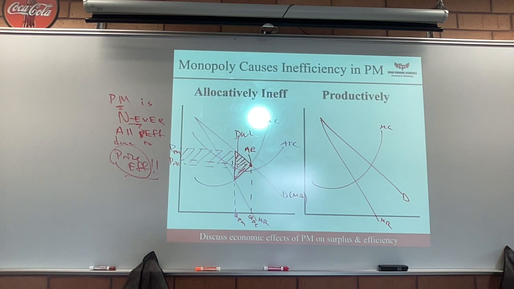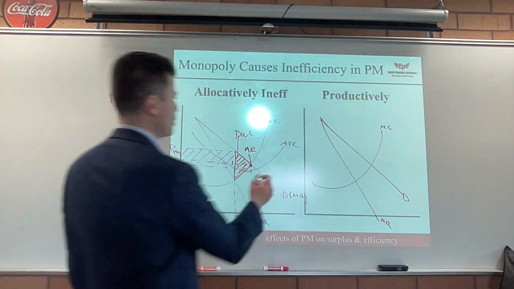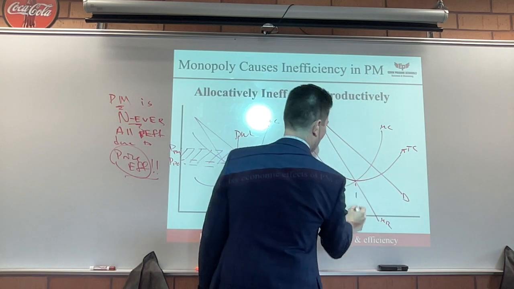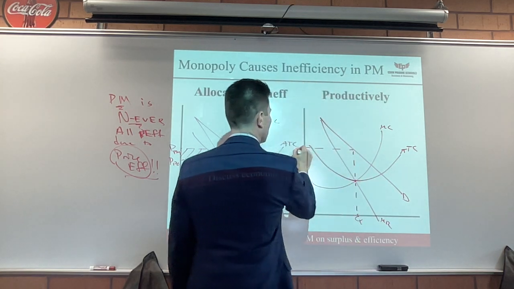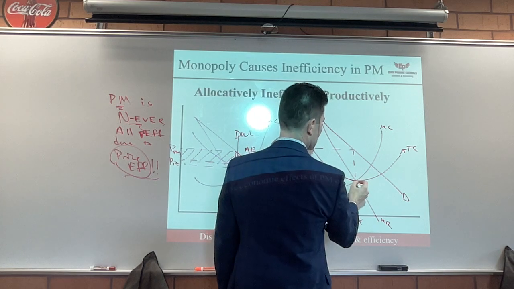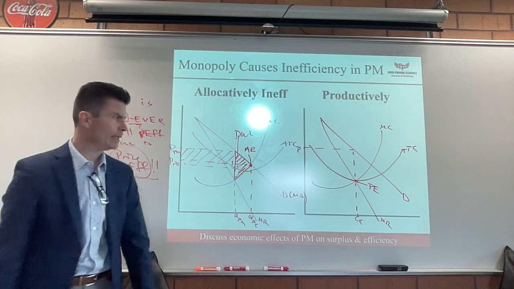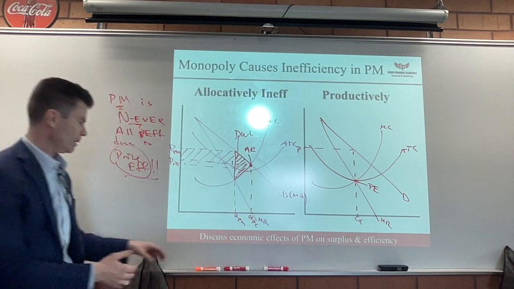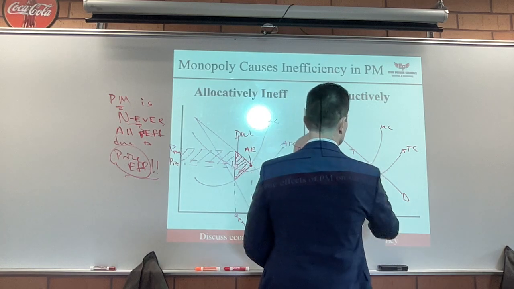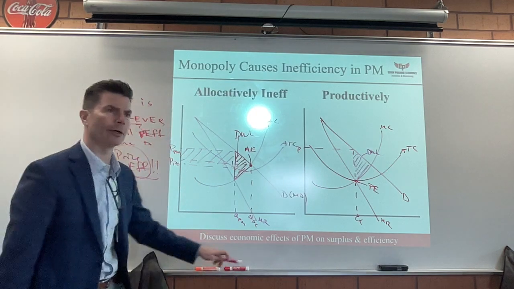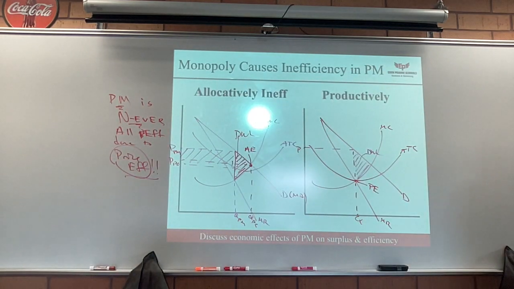So you have to make sure that where's your ATC in there yet? There you go. Right there. So all it is, folks, is this. The ATC is down here. That's my quantity. That's my price. And right here is productively efficient. So a pure monopoly can be productively efficient, but they can't be allocatively efficient. Add in and shade the deadweight loss in there again too. You're always going to shade that deadweight loss.